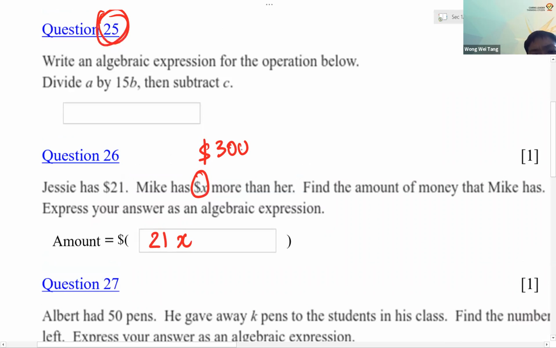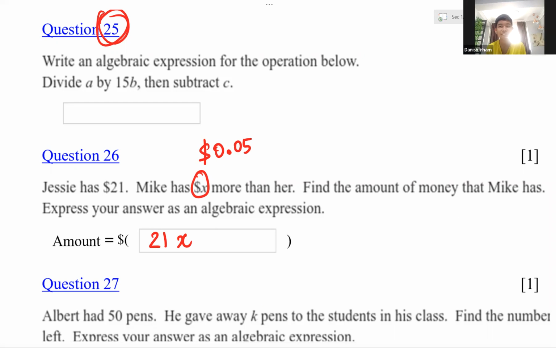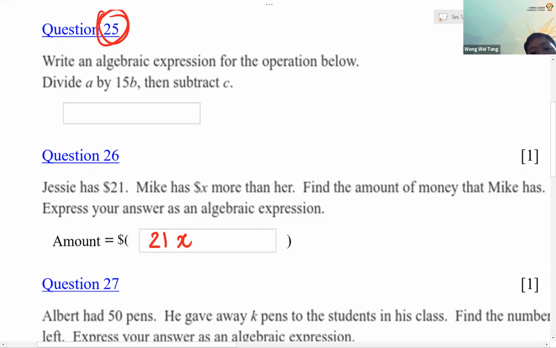If we change this to become 300, then how much does Mike have? 321. How do you get 321? 300 plus 21. Very good. What if we change this to become, let's say, 5 cents? Then how much does Mike have? $21.05. How do you get $21.05? Plus the 5 cents. Okay, now I'm going to change this back to become X. So what is the answer? 21 plus X. Do you see why it is 21 plus X now? Yeah. Okay, so what do you learn in this question?